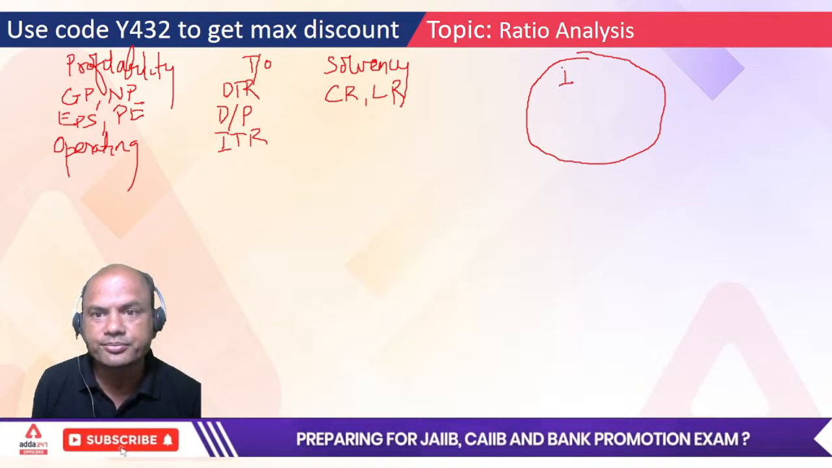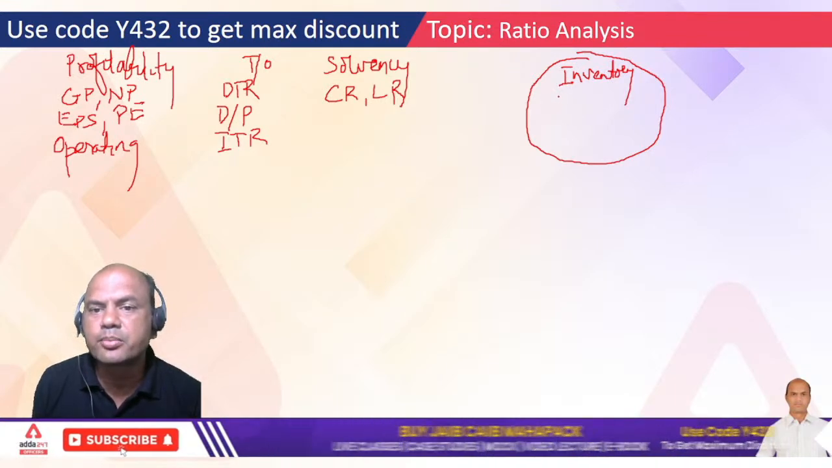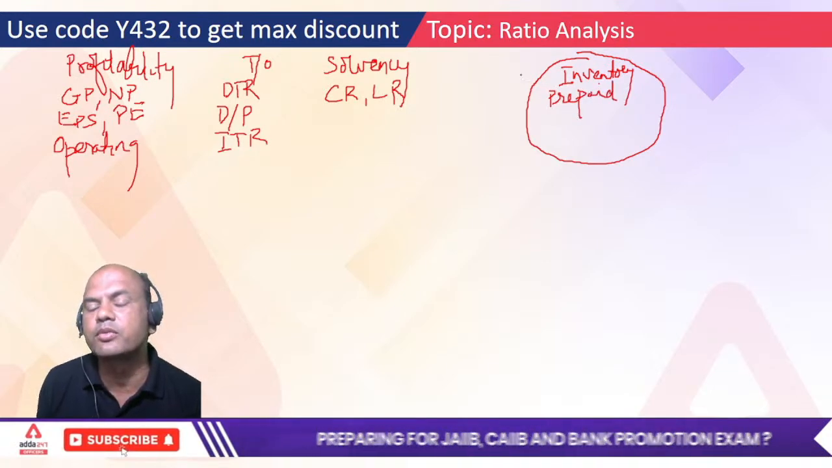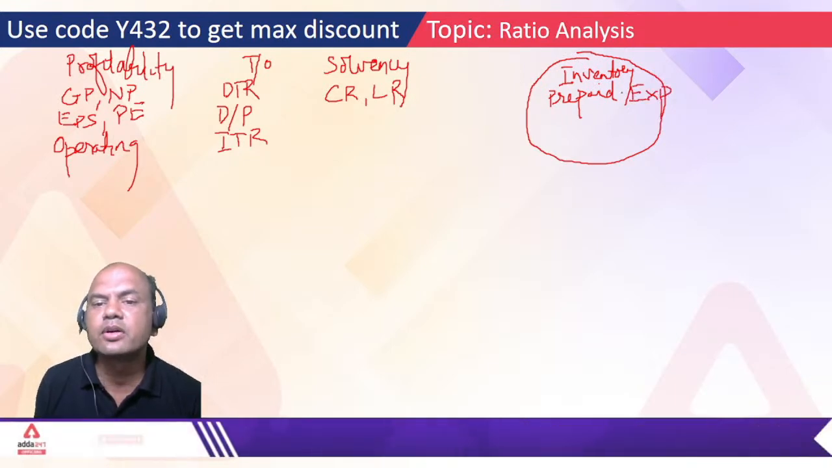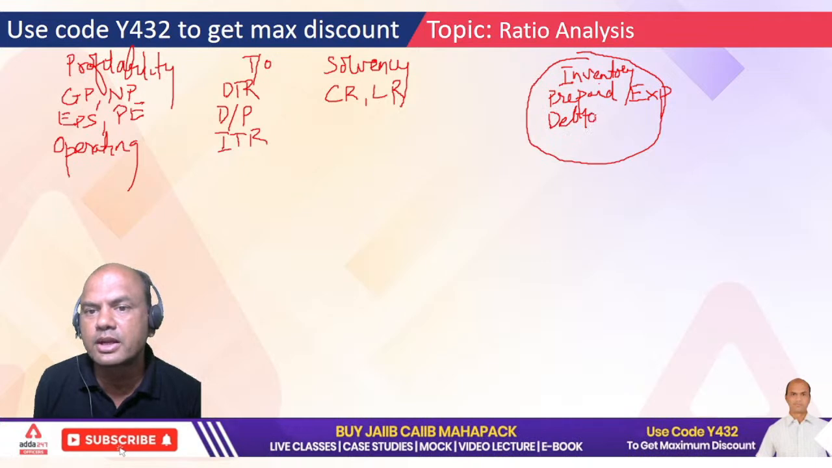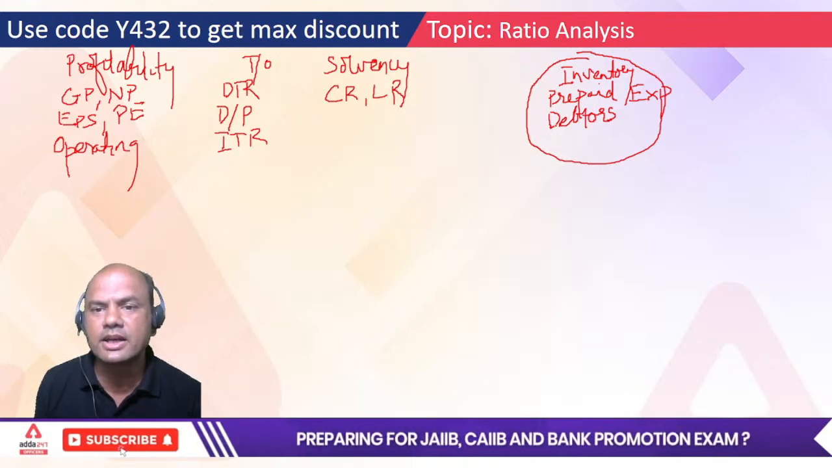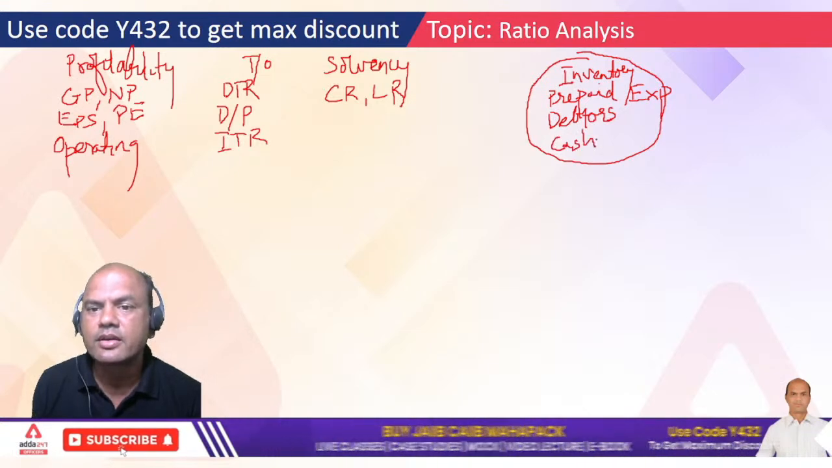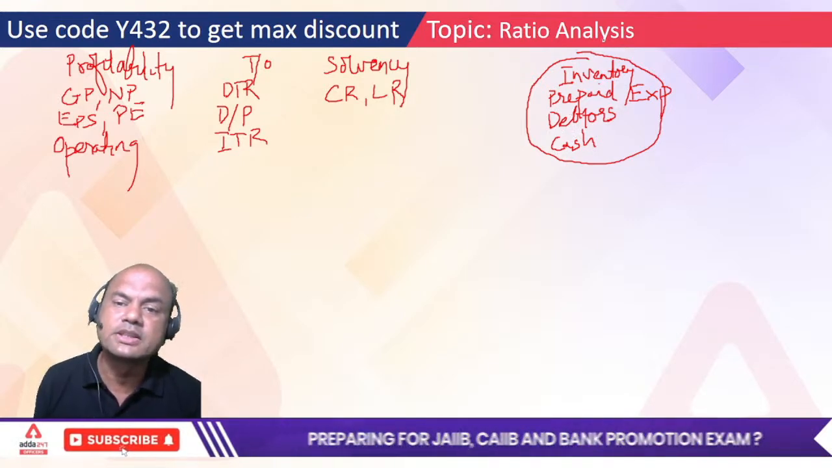One is inventory. Second is prepaid expenses. Prepaid means if I have paid the rent earlier, for the next 1 year, that is prepaid expenses. Next is debtors. Debtors means I have sold the material to somebody and I have to get money from them. Or you can call it receivables. And the last one is cash and cash equivalent. Cash not only consists of cash but cash equivalent also, gold and everything. Now this is all current asset.